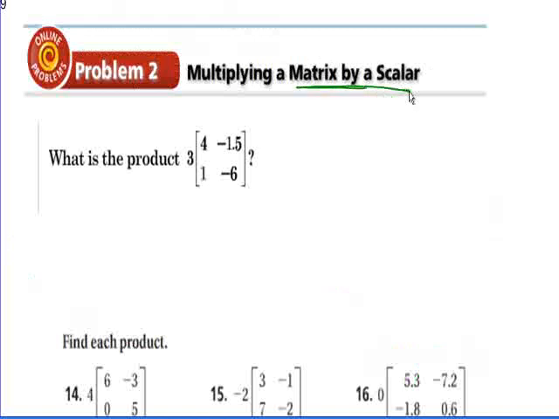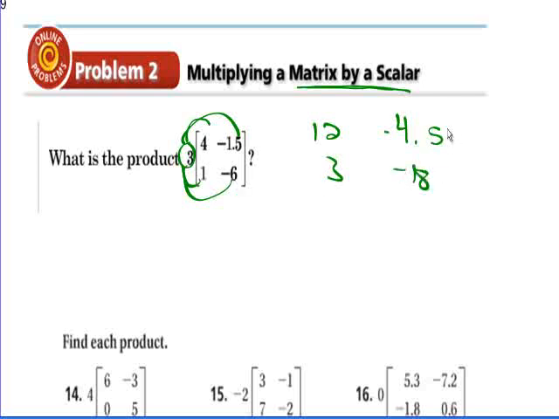Scalar multiplication, here we go. Not too bad. I'm going to take this number outside and distribute it to every element in the matrix. So 3 times 4 is 12. 3 times negative 1.5 is negative 4.5. 3 times 1 is 3, and 3 times negative 6 is negative 18. Done and done. I would make it more complicated for you, but I can't. It's just not possible.